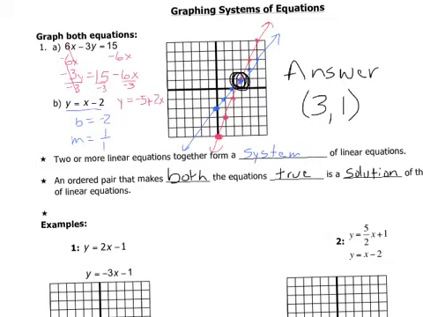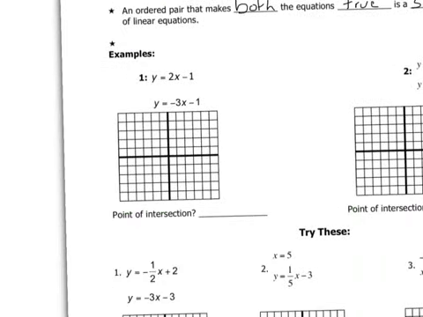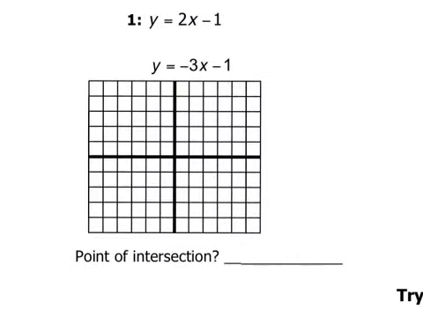Okay? All right, so let's look at a couple examples here together. Let's look at example 1. I want to graph both of these equations on the same graph, and I want to find out where they intersect. So this first line, I'll do it in red. y equals 2x minus 1. So I need my m, which is 2 over 1, and I need my b, which is negative 1.